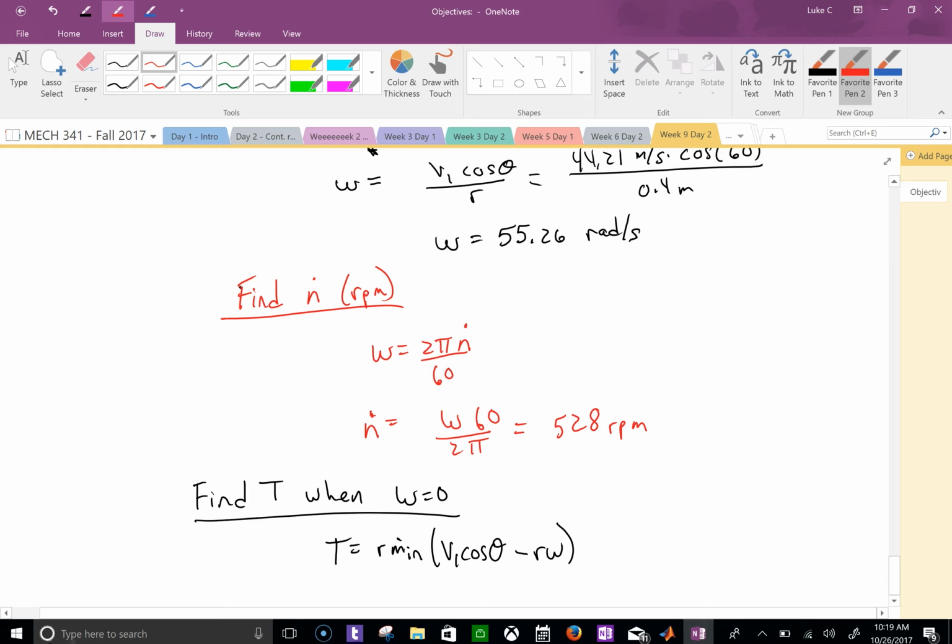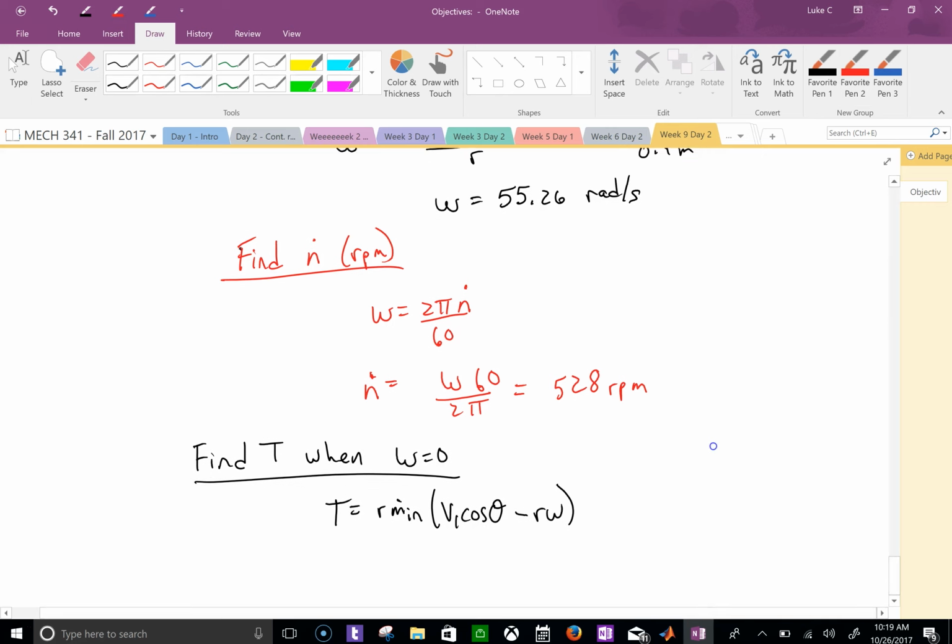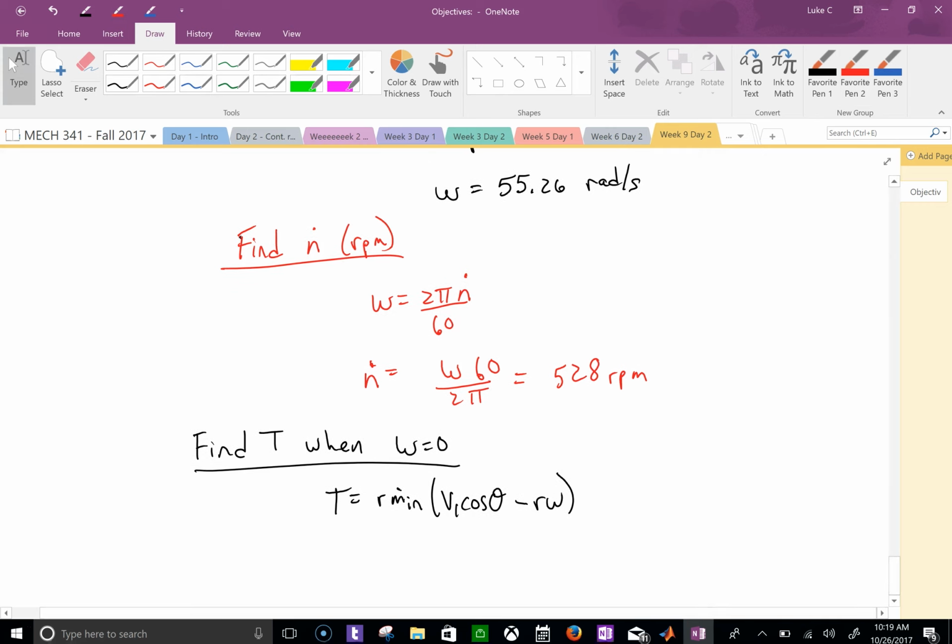So, for example, if omega is 0, water's shooting out, but it's stuck somehow. So you want to design this based on this, right? Because if you know this torque, you can actually determine what material or whatever you want to use. So you plug in your numbers: 0.4 meters, 0.01 meters cubed per second, times 1,000 kilograms per cubic meter, times 44.21, times cosine 60.